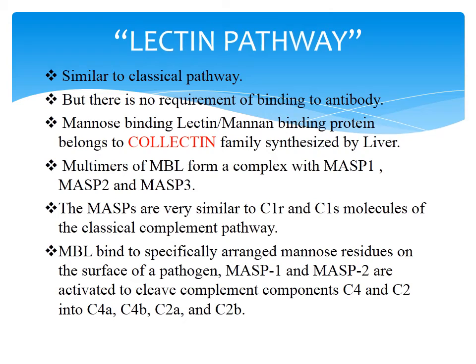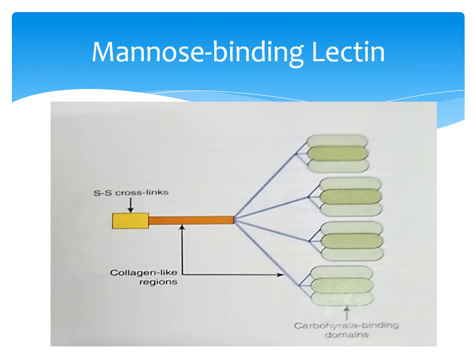These are quite similar to the C1r and C1s molecules of the classical pathway. This mannose-binding lectin binds specifically arranged mannose residues on the surface of pathogens, or the lipopolysaccharides present on bacteria, even in some fungi, and MASP1 and 2 are activated to cleave the components C4 and C2 into C4a, C4b, C2a and C2b.